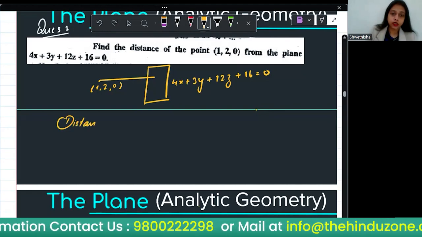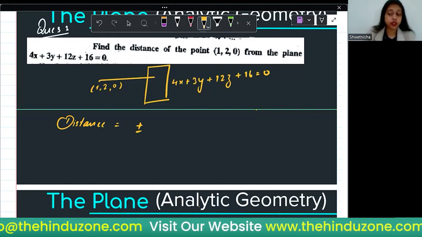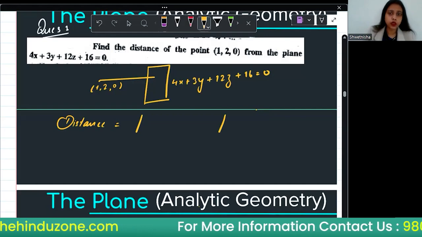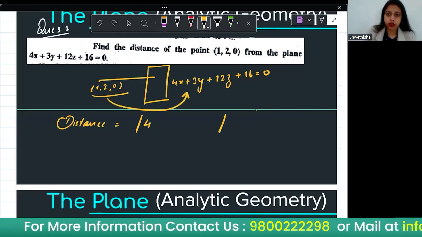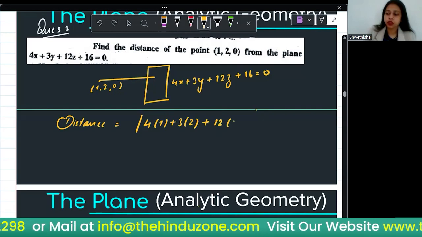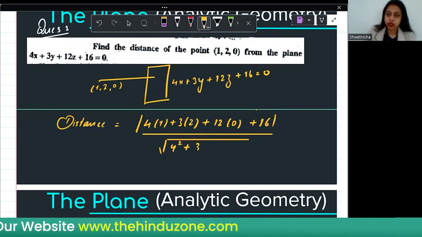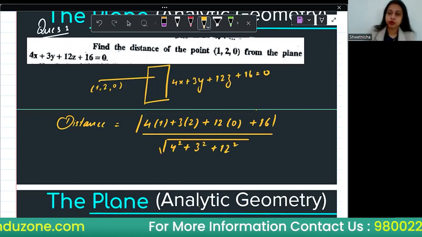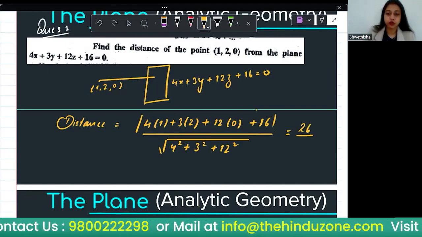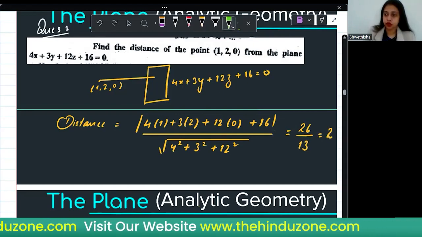And how to find the distance? The required distance would be plus minus. Now, plus minus is just to make sure that you are getting a positive answer; that depends upon this modulus basically. So substitute this point in the equation of plane. It will be 4 times 1 plus 3 times 2 plus 12 times 0 plus 16, divided by the square root of 4 square plus 3 square plus 12 square. So your numerator would be 4, 6, 10, and this is 26, divided by the square root of 144 plus 9 plus 16, 25, 169, 13. So this is going to be 2. That's your answer.